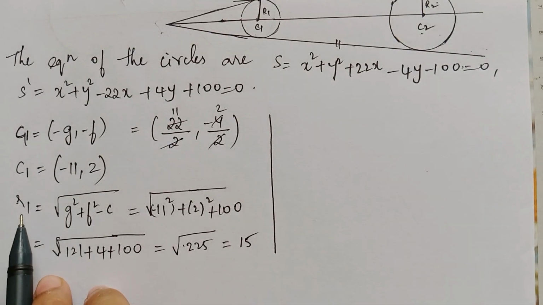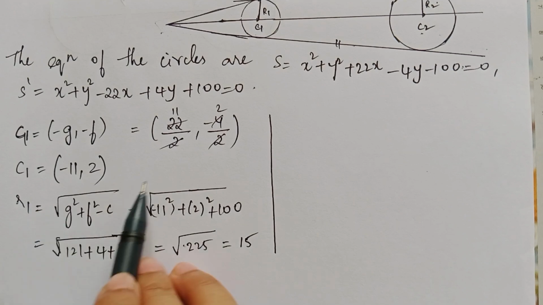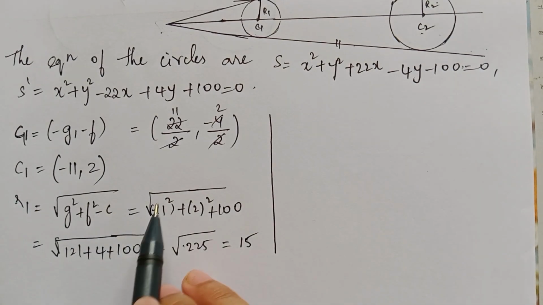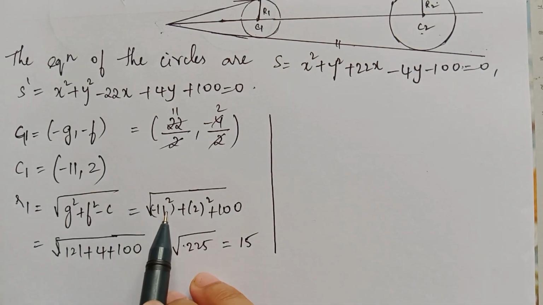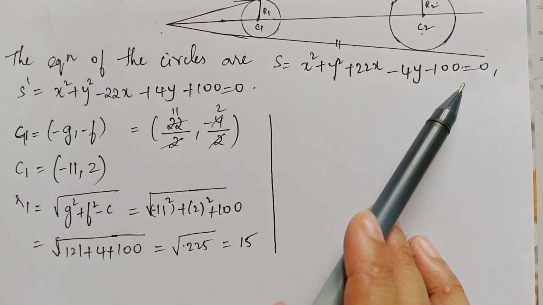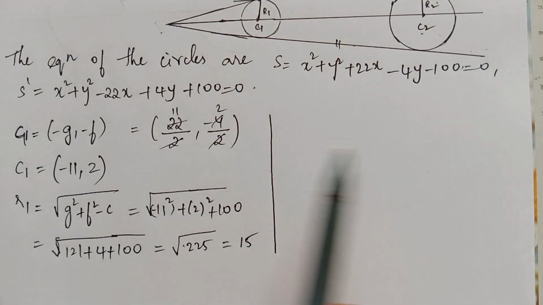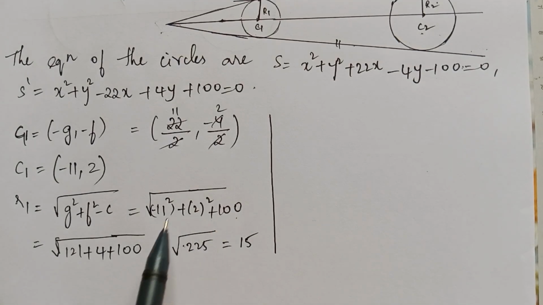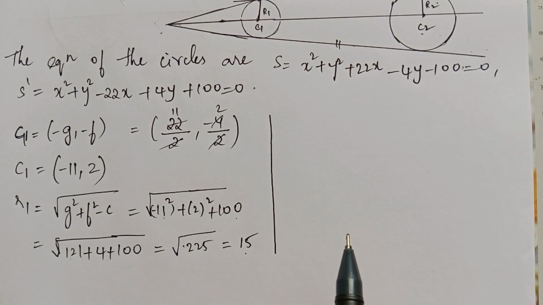So in order to get the value of R1, it equals root of g square plus f square minus c. The value of g is 11, so 11 square, plus f is 2, so 2 square, and here it is minus 100, and here it is minus c. So minus of minus becomes plus 100. 11 square is 121, 2 square is 4, plus 100 equals root 225, that is equal to 15. So the R1 value is 15.